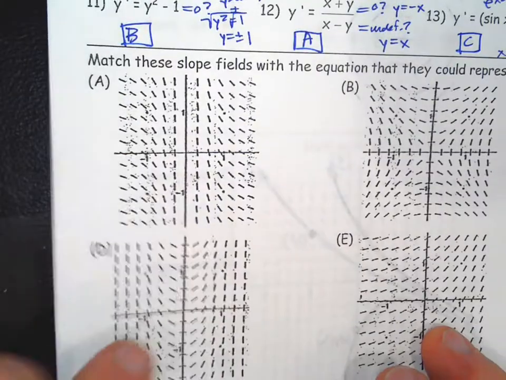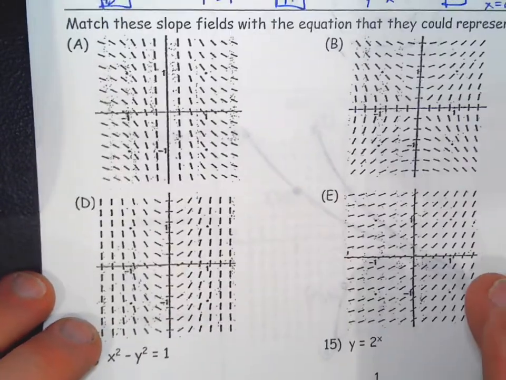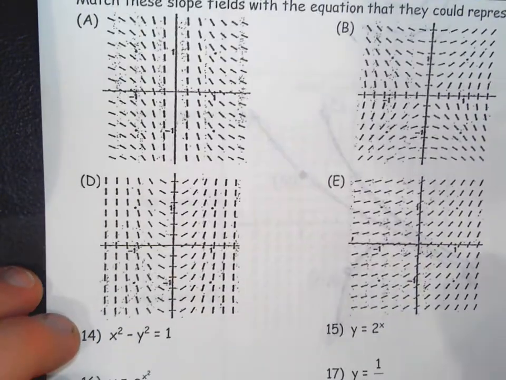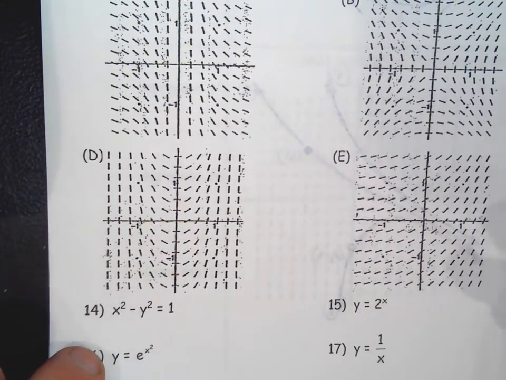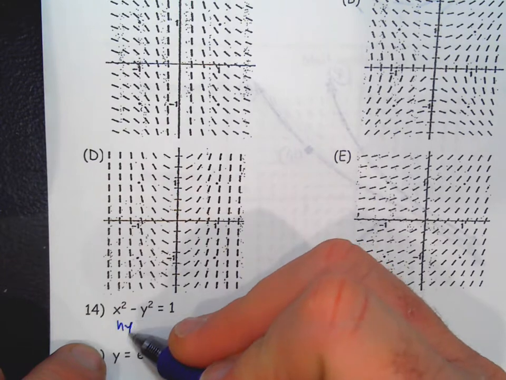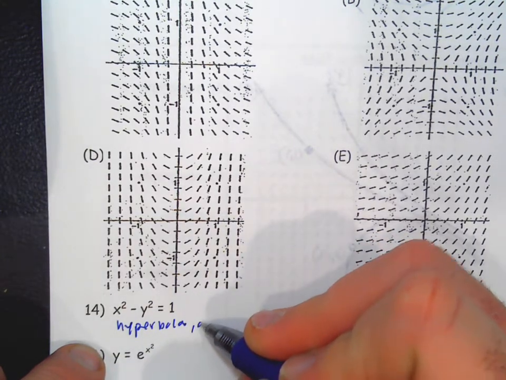Now, next one, match these slope fields with the equation they represent. This is too easy for the AP test, but maybe I'll give you some. So we're literally looking at these and saying, which slope field matches this shape? This is a hyperbola, right? Opening left, right.